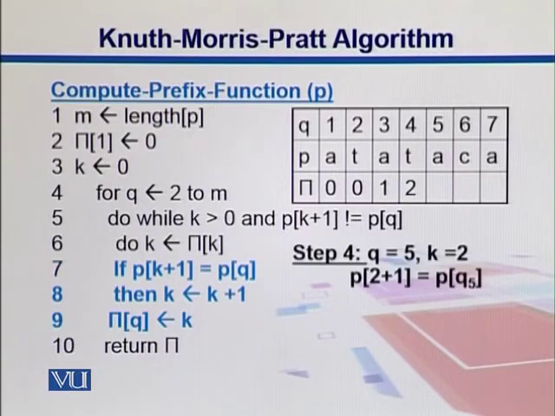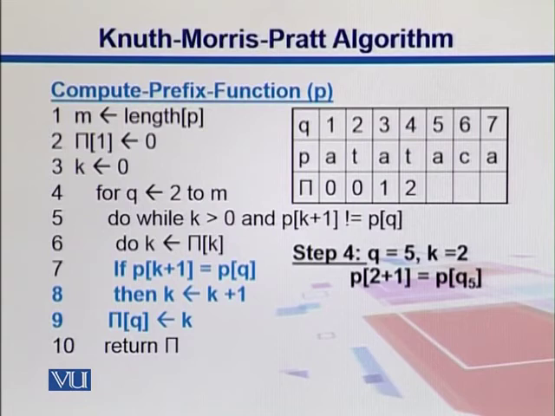Now we move to the fourth step. So here we have Q equal to 5, and K in the previous step was 2. So we will use that value, and now we will compare K plus 1, which is actually 2 plus 1. So P of 3, we have an A over here, and that will be compared with P of Q, equal to 5. So do they match? What about condition 5 and 6? K was greater than 0. Yes, we will go there and check first.